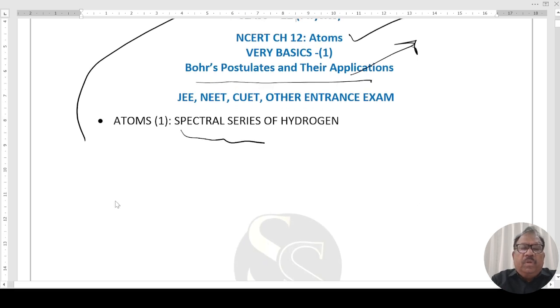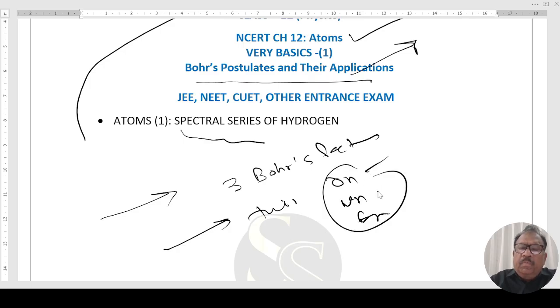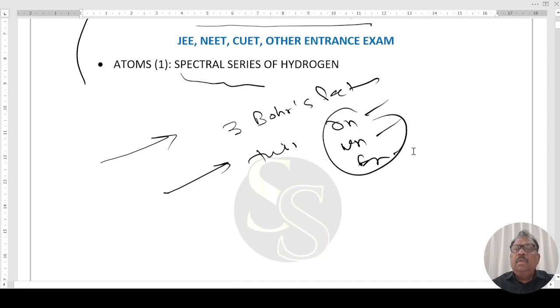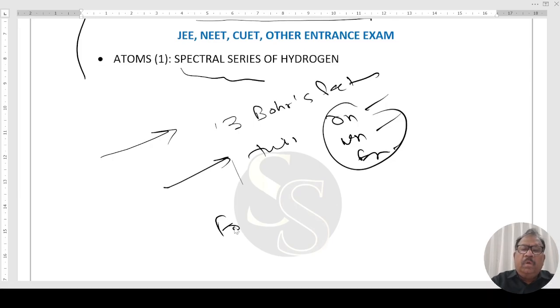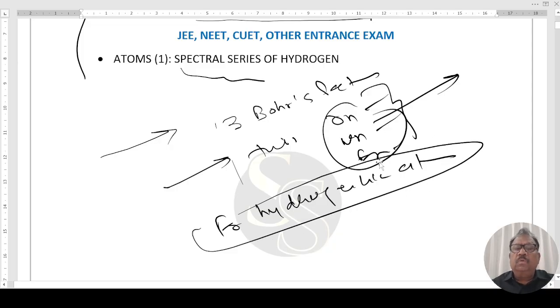In today's session, we are going to discuss the three Bohr's postulates, and further their expressions for Rn, Vn, En, the radius, velocity, and energy in the Bohr orbits, and also for hydrogen-like atoms. We are going to obtain these expressions and further their applications for hydrogen-like atoms also.